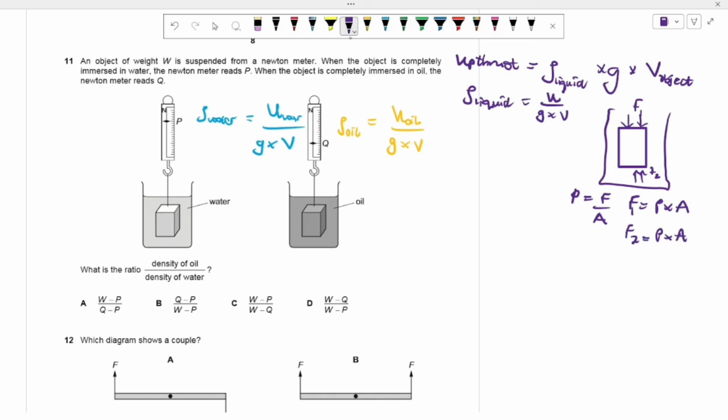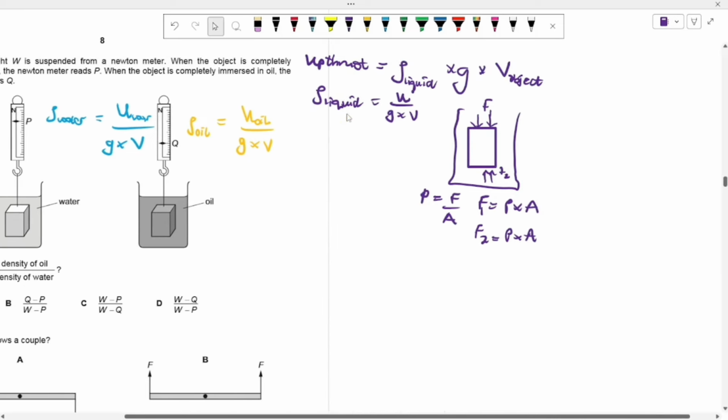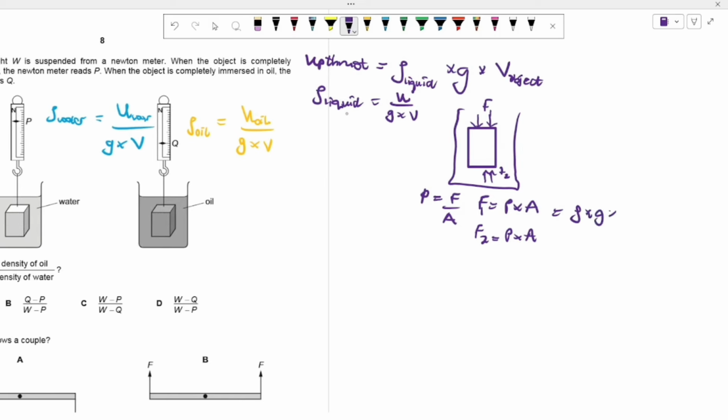You know that pressure in a liquid is rho gh. So here you're going to have density times g times h, and here you're going to have density times g times h, where h is the depth. h is this depth, h1.